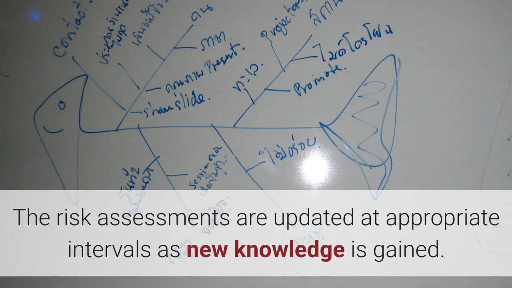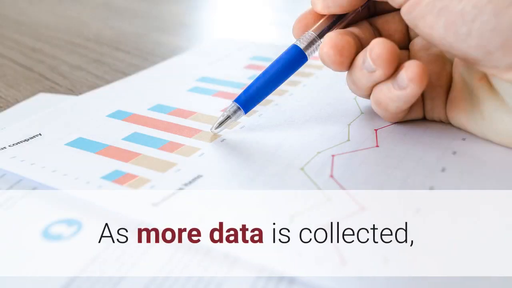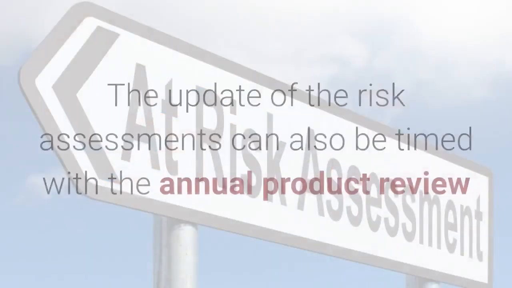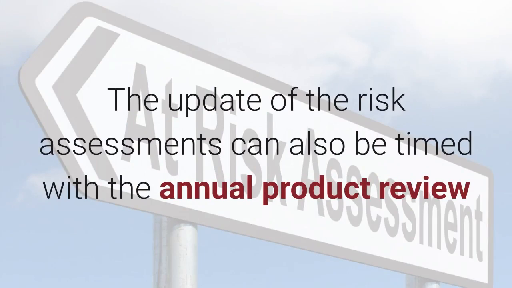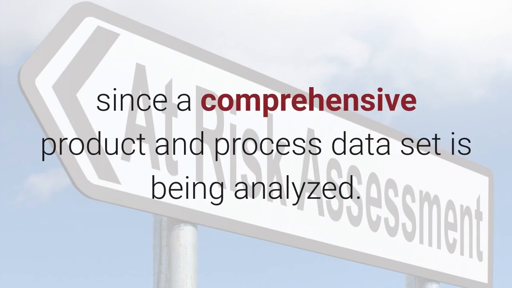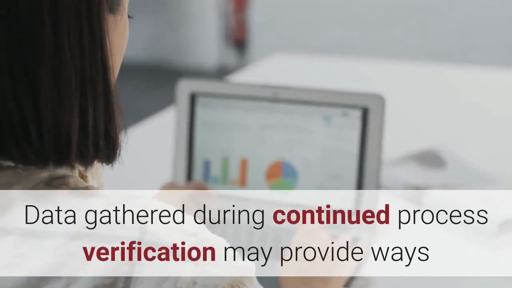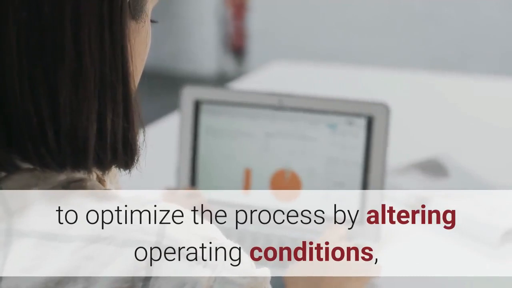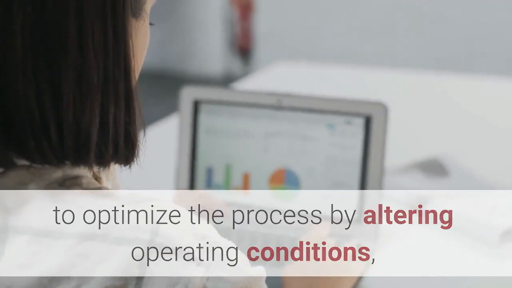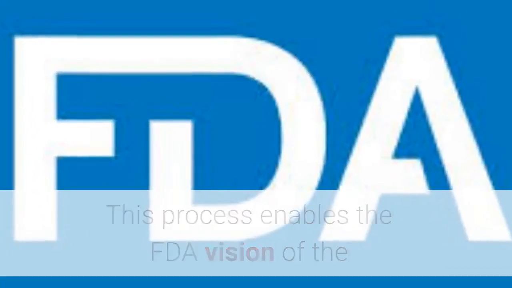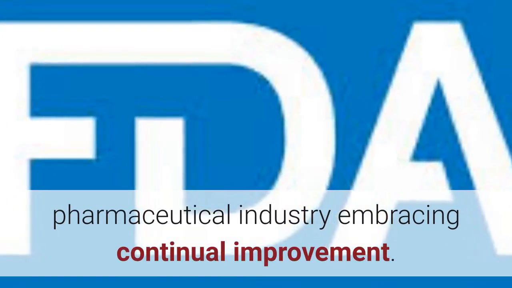The risk assessments are updated at appropriate intervals as new knowledge is gained. As more data is collected, the risk assessments can become more quantitative and less qualitative. The update of the risk assessments can also be timed with the annual product review, since a comprehensive product and process data set is being analyzed. Data gathered during continued process verification may provide ways to optimize the process by altering operating conditions, process controls, or raw materials. This process enables the FDA vision of the pharmaceutical industry embracing continual improvement.